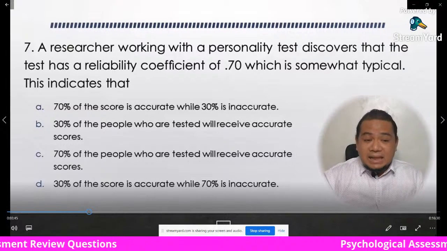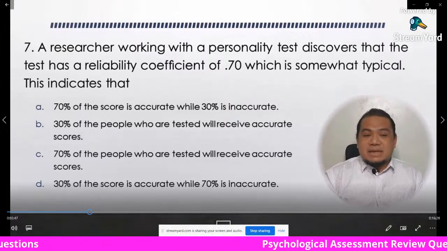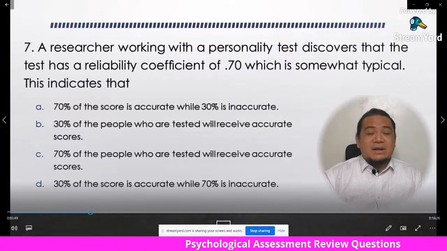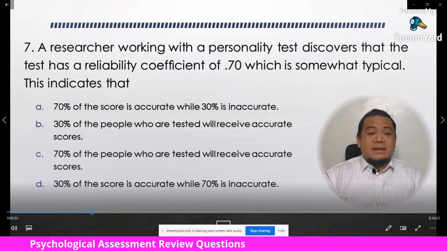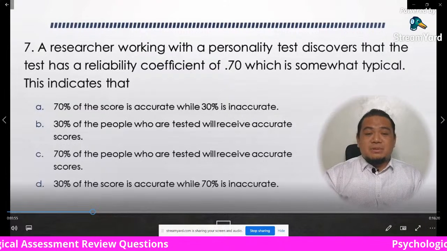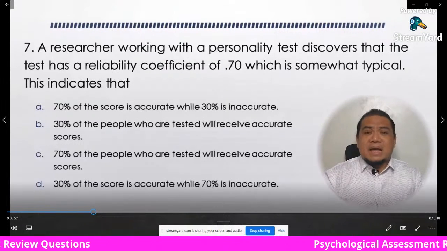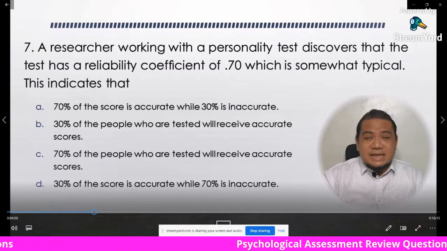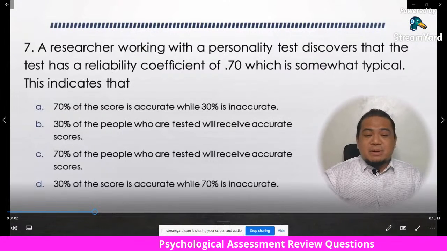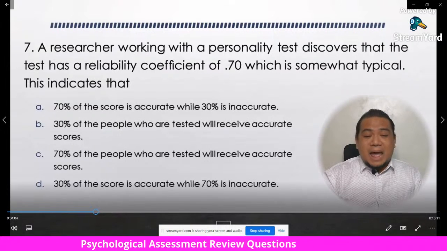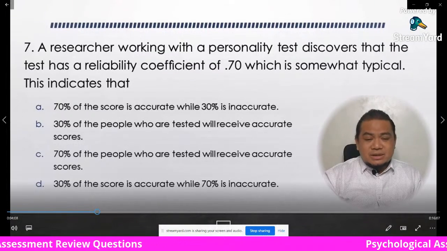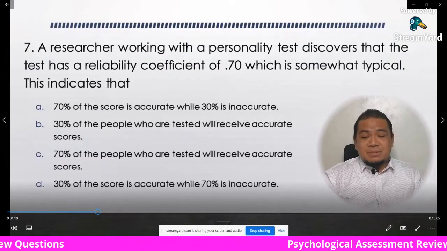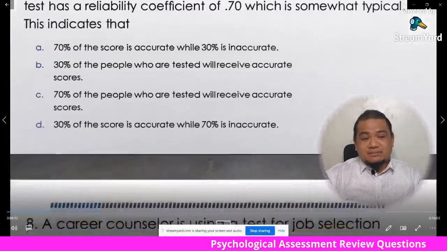This indicates that letter A, 70% of the score is accurate, while 30% is inaccurate. B, 30% of the people who are tested will receive accurate scores. Or C, 70% of people who are tested will receive accurate scores. Or D, 30% of the score is accurate while 70% is inaccurate.